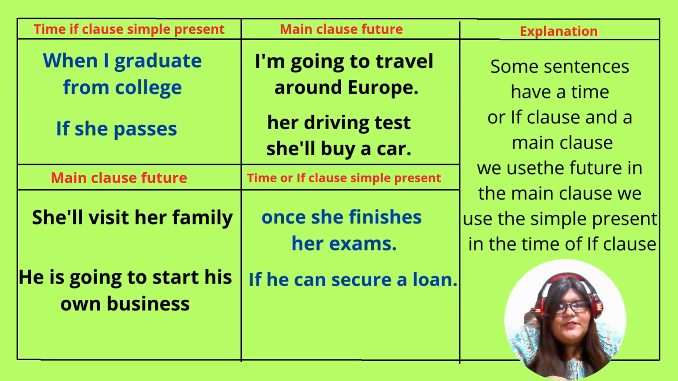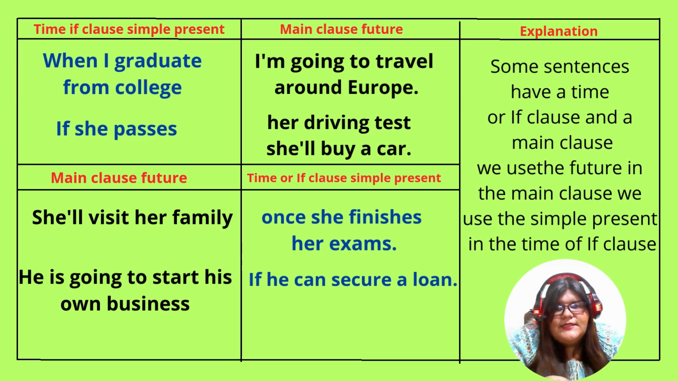Then we have here the explanation. Some sentences have a time or if clause and a main clause. We use the future in the main clause. We use the simple present in the time or if clause. Then we have here main clause in future plus time or if clause in simple present. She'll visit her family once she finishes her exams. He's going to start his own business if he can secure a loan.